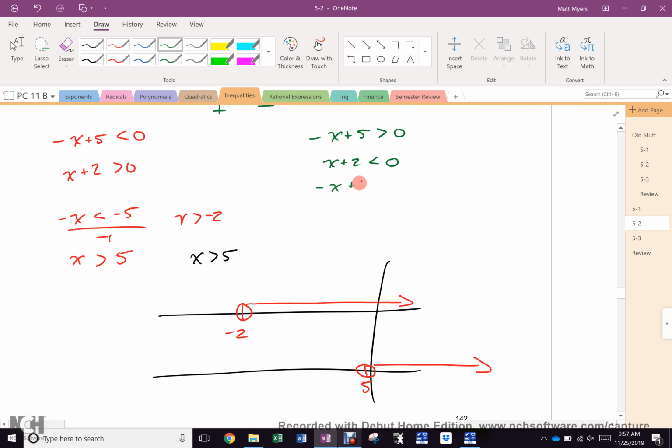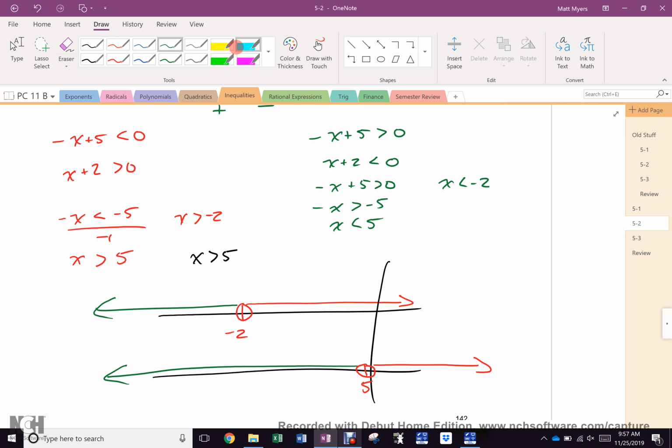Negative x plus 5 is greater than 0. Negative x is greater than negative 5. X is greater than positive 5. We still okay? I brought the 5 over. It became negative. Oh, I forgot to flip it. We still good? And the other one is, of course, x is less than negative 2, right? So in green, x is less than 5, right? And x is less than negative 2, right?